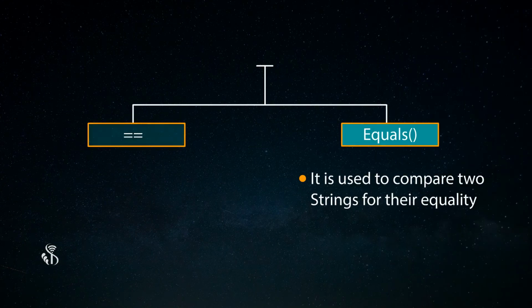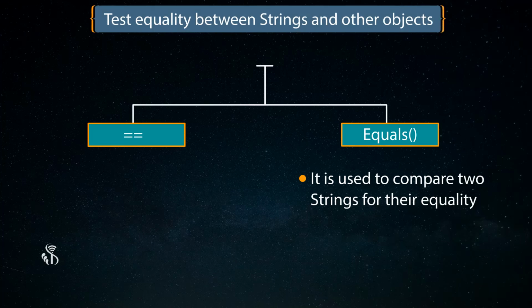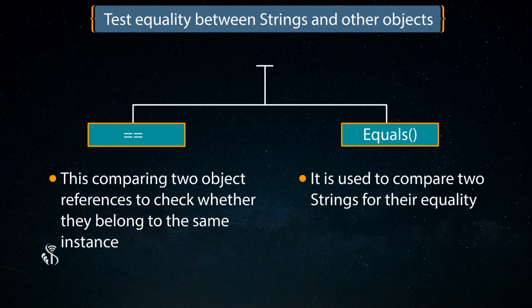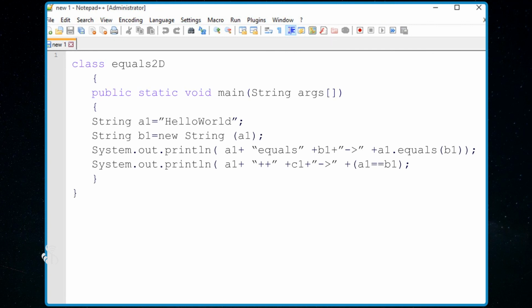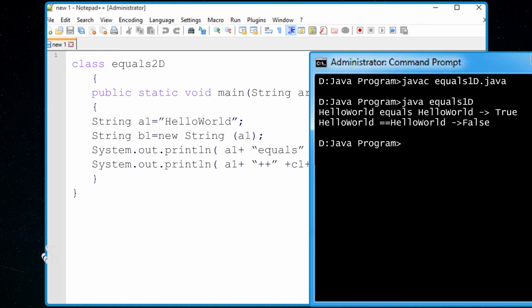Now let us see how the == operator works. The == operator helps in comparing two object references to check whether they belong to the same instance. class Equals2D { This can be elaborated as shown on the screen. And the output for this program is.